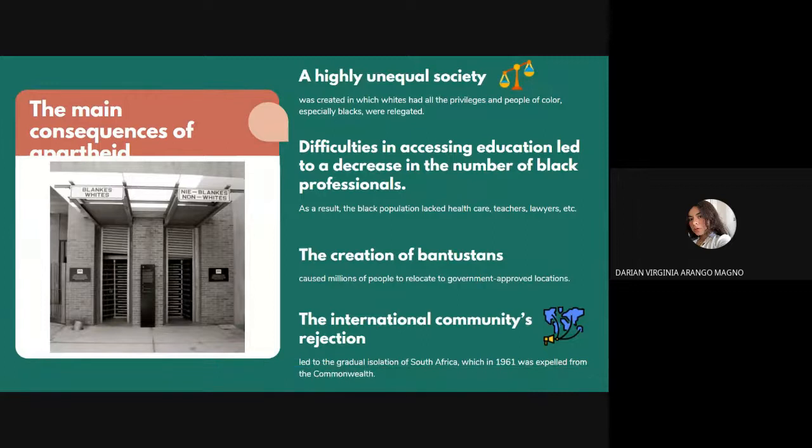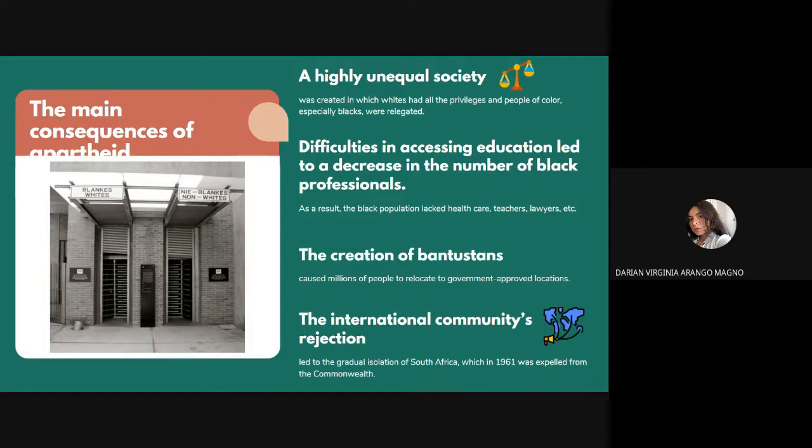Thirdly, the creation of Bantustans. Bantustans were one of the greatest examples of racial segregation imposed in South Africa by the apartheid system. The creation of Bantustans caused the displacement of millions of people to recently government-approved locations, and this broke family ties, impoverished the quality of life of colored groups, and limited access to basic services such as water and electricity.